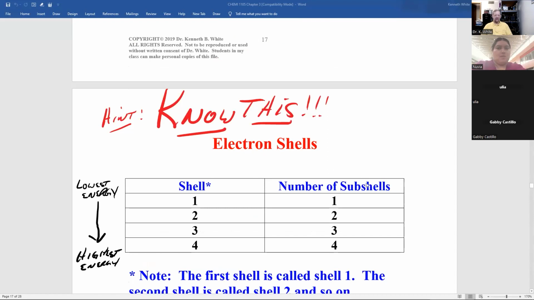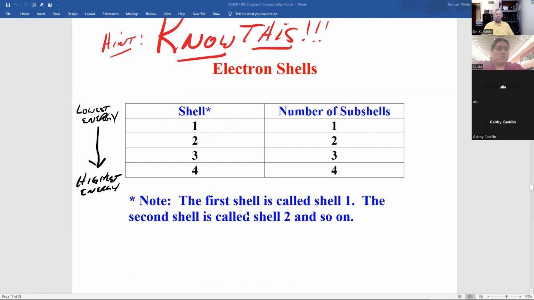Now, yesterday I showed you this table. It even says know it on there. Know this. The shells are shell 1, 2, 3, and 4. In this table, shell 1 is the lowest and always is the lowest energy. As you go down, you go to higher energies. In this table, shell 4 is the highest energy. And why know the energy? Because you always put electrons in their shells starting at the lowest energy first.